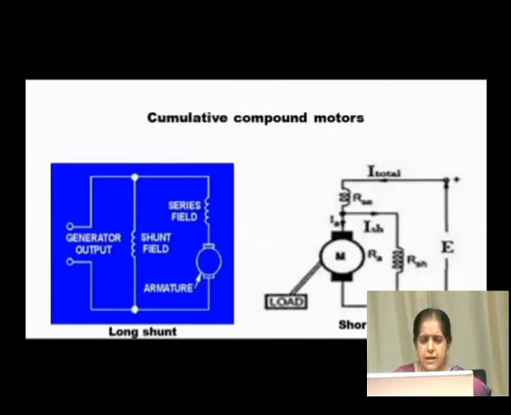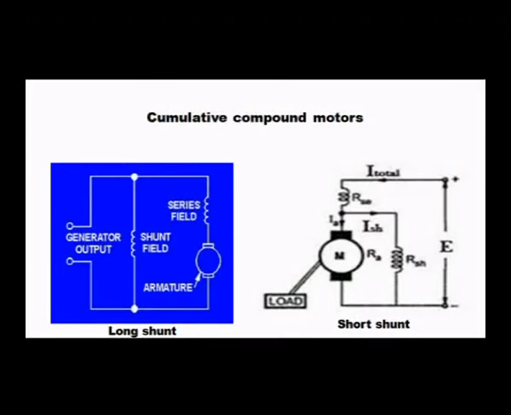This diagram shows the cumulative compound motor. Why is it called cumulative compound? Actually, it is a compound motor. What do you mean by a compound motor? A compound motor is one which consists of both the series field coils as well as the shunt field coils. Here, there will be two different types of field coils. One is the series field coil and another one is the shunt field coil. In case of a shunt motor, there was only shunt field winding. In case of a series motor, there was only series field winding. Whereas in compound motors, there will be two different types of field windings. One is the series field winding and another one is the shunt field winding.